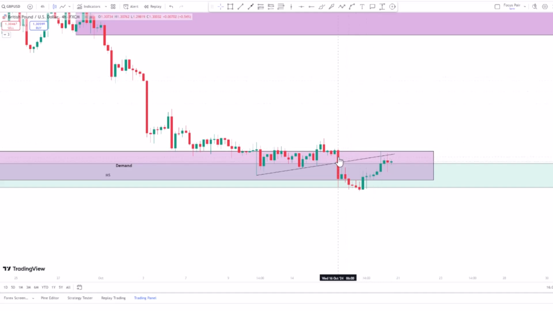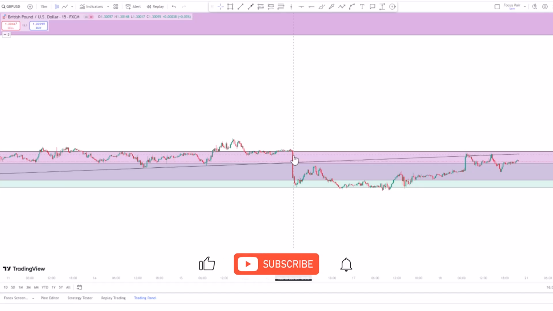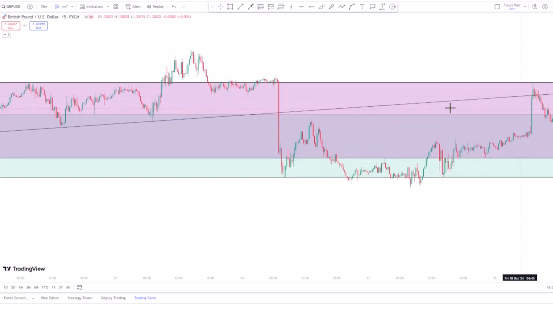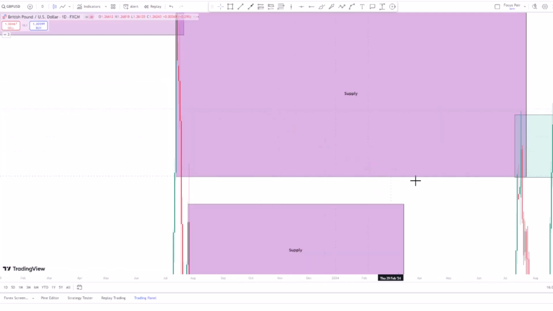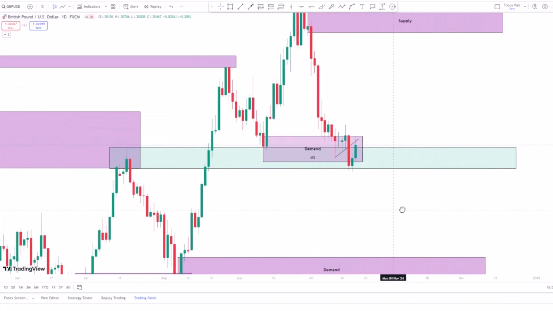News came out around, I think, 1:30. Let me go back to a few minutes time frame to see when that really happened. Okay, that was early in the morning on Wednesday, around 7 o'clock. That was when the news came out. Look at how the news pushed price back into the demand level. Then I went to my daily time frame to see exactly what I would be expecting again.